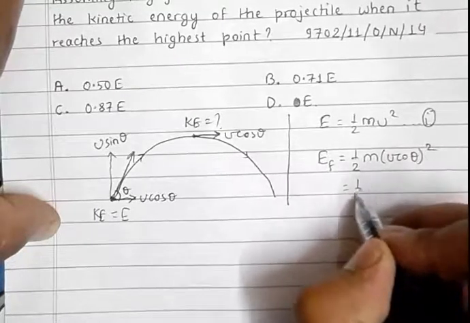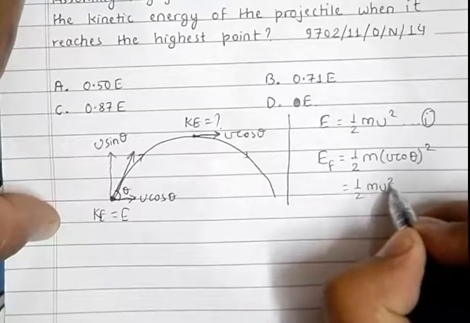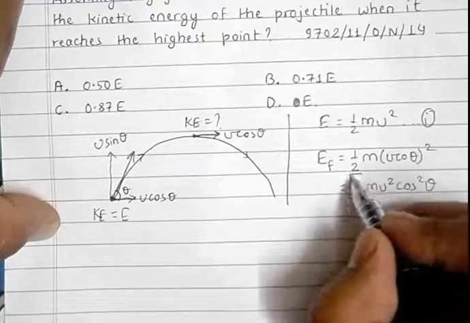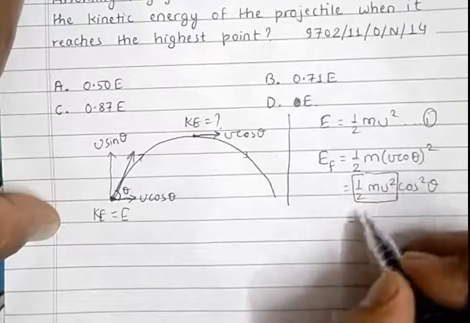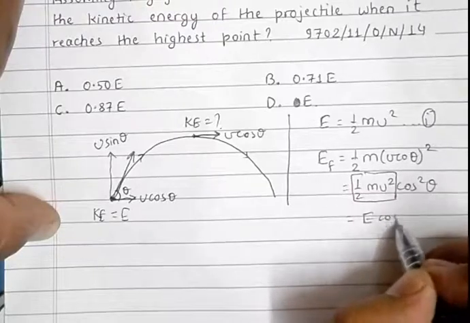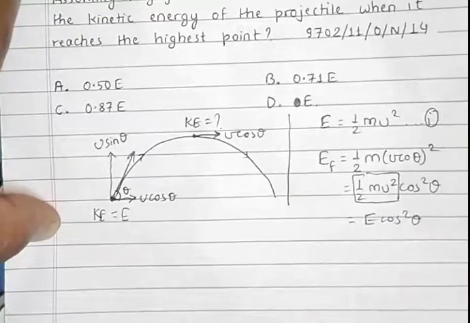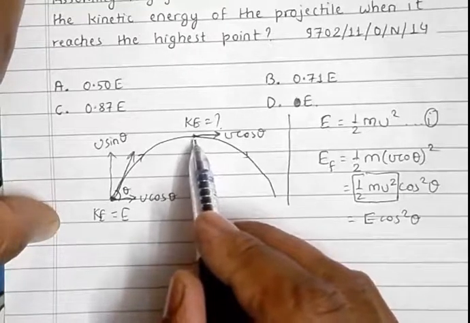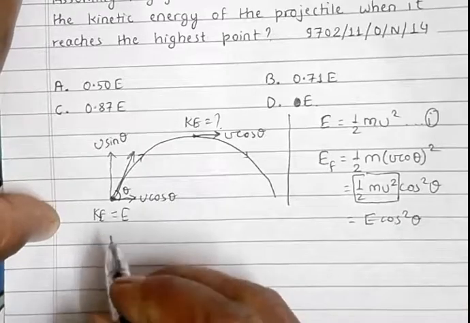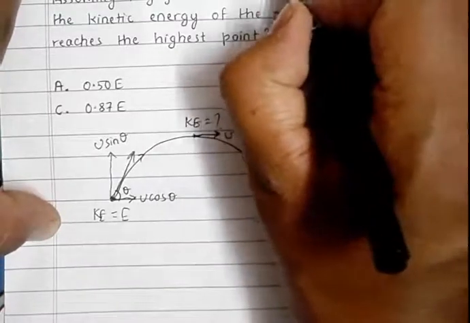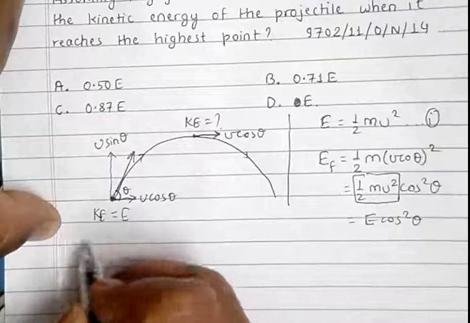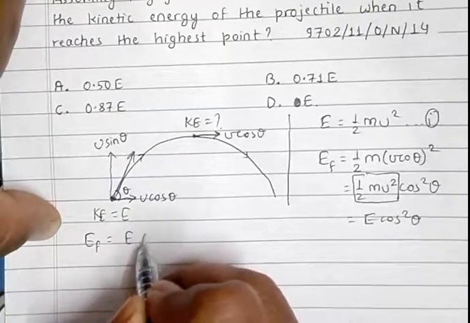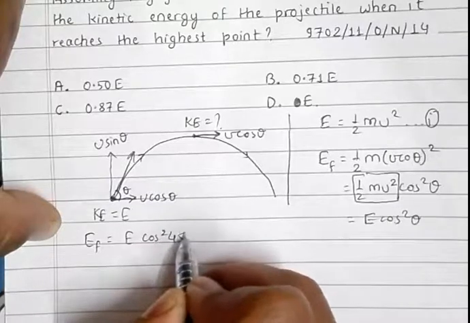So it should be equal to 1/2 m U square cos square theta, and since this factor is equal to E, it should be E cos square theta. So if the initial energy here is E, the KE here will be E cos square theta. Now what it says is theta is equal to 45 degrees. So that means our E final will be equal to E cos square 45 degrees.